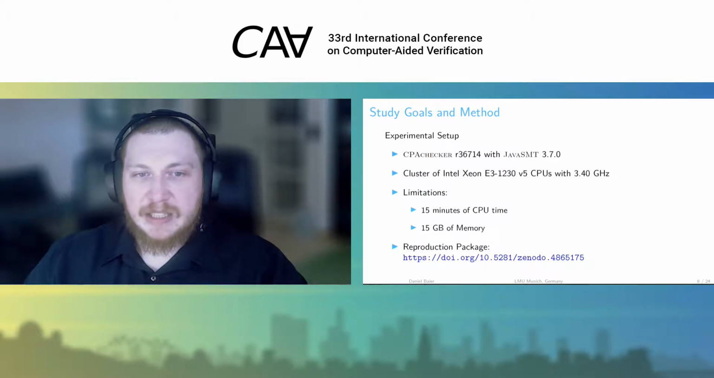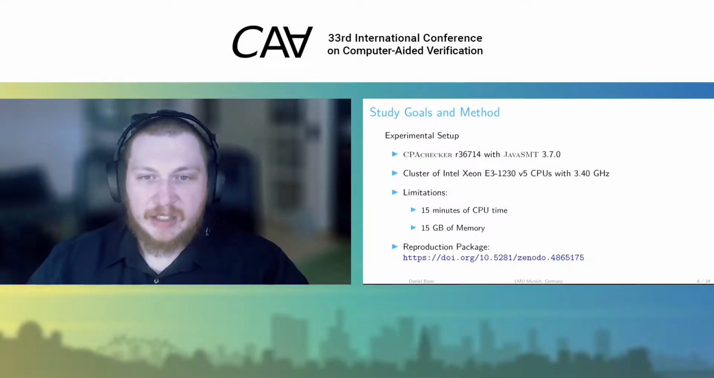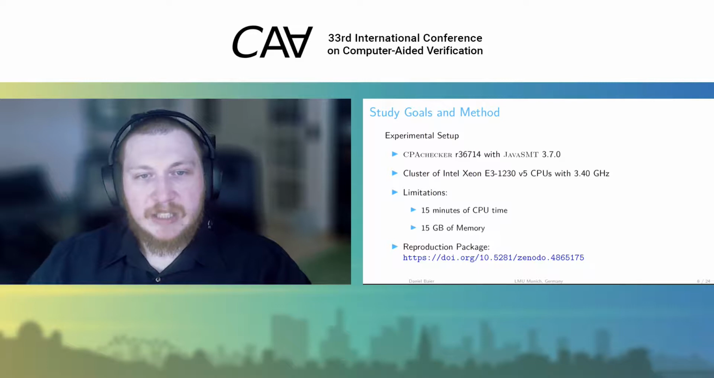We used a cluster of Intel Xeon E3 1230 CPUs and limited the CPU time to 15 minutes and memory to 15 gigabytes. If you want, you can take a look at our reproduction package that offers a ready-to-go virtual machine with the used CPAchecker and JavaSMT version installed and all tasks ready to go.